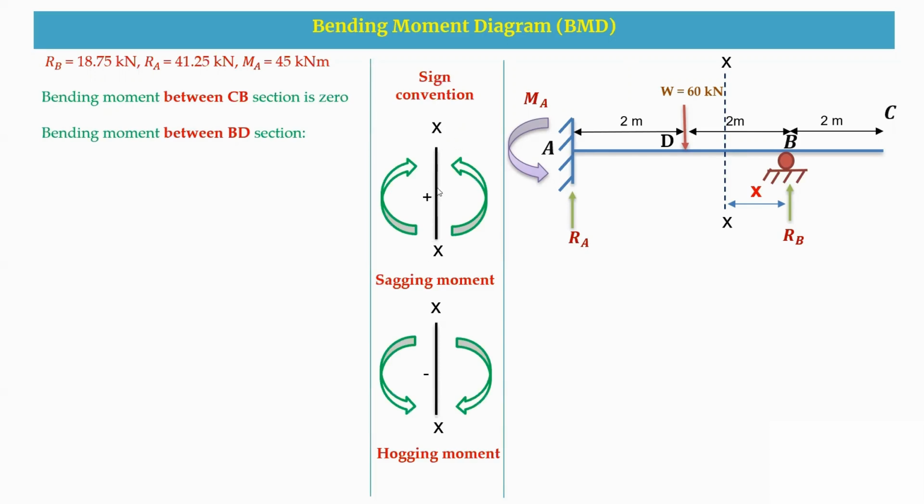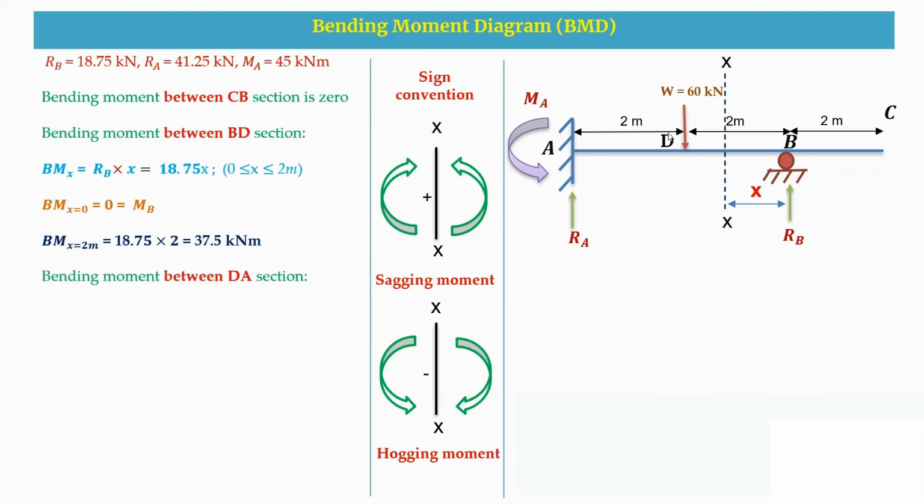And this is the sign convention we are going to follow. When we cut a section, when we have an upward arrow heading towards the section, then it is a sagging moment. When the arrows are heading downwards towards the section, then it will be a hogging moment. Now when we write the bending moment equation, this is plus RB into X, with limits 0 to 2. When we substitute 0 at B, you have a bending moment of 0. And when we substitute 2, you have a positive value of 37.5 kilonewton meter.